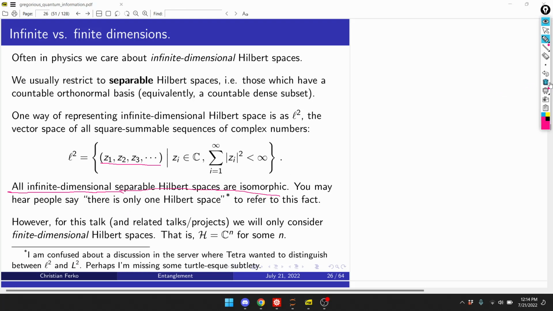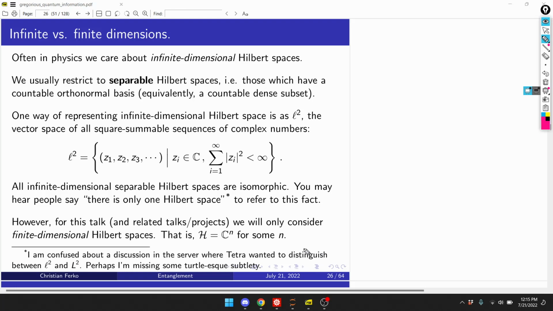There's only one. So if anyone ever tells you, no, I'm not talking about this separable infinite dimensional Hilbert space, I'm talking about this other one, you should immediately be skeptical, because there's only one. Every statement about one realization of separable infinite dimensional Hilbert space can be perfectly mapped onto any other realization. So there's only one.